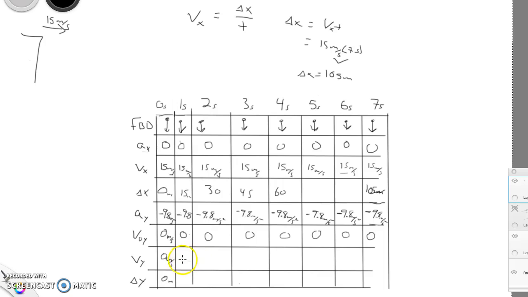So now let's get to these last two rows. Since it's accelerating at negative 9.8 meters per second squared, we have to use kinematics here. At 1 second, to find our velocity, we would use this equation right here: v equals v naught plus negative 9.8 meters per second squared times 1 second. So v is equal to negative 9.8 meters per second.